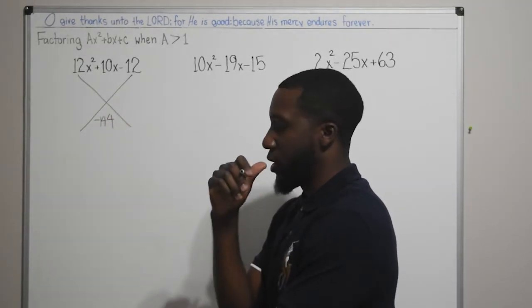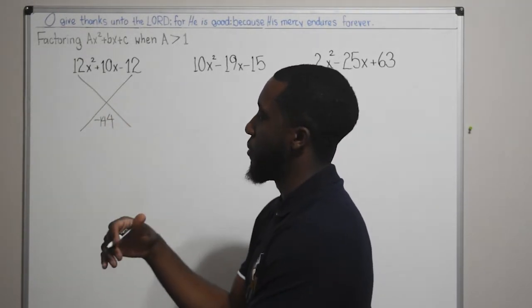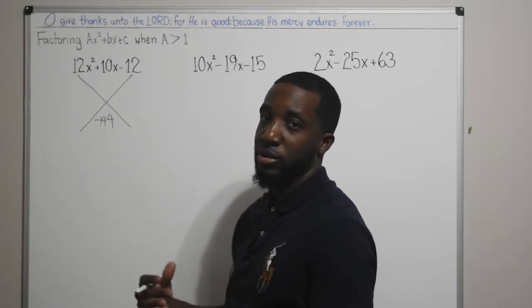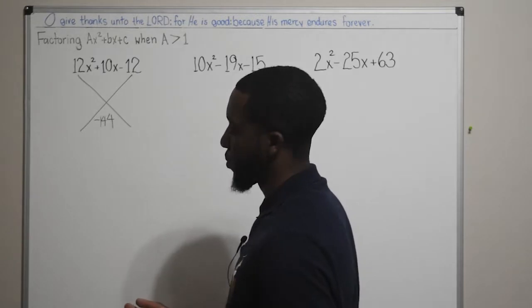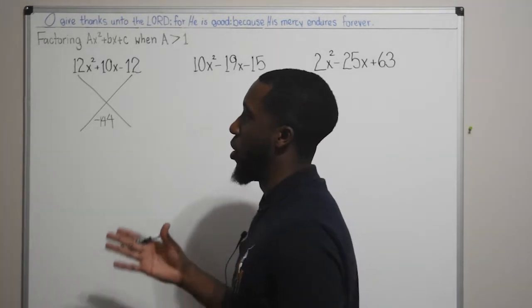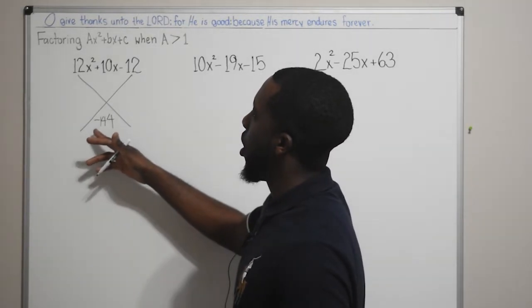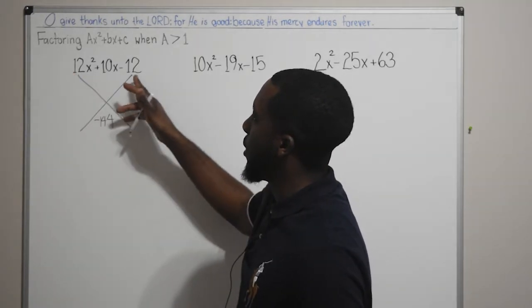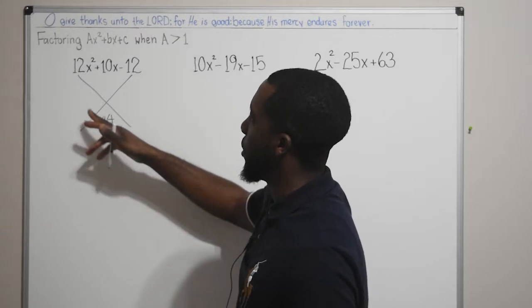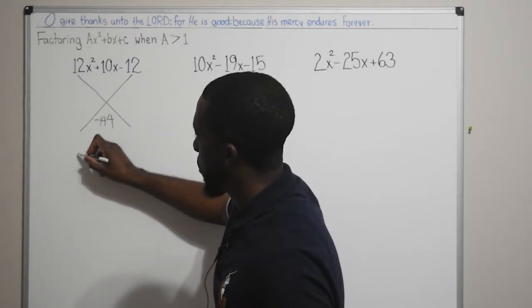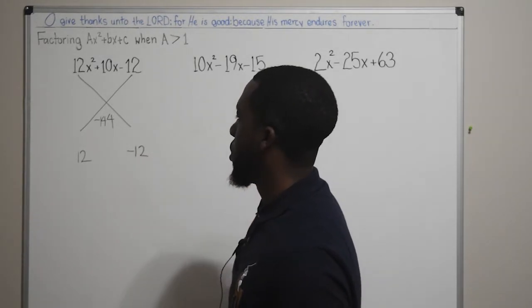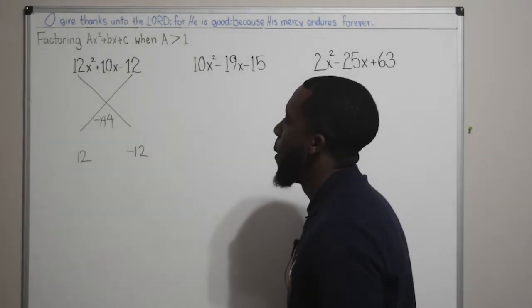Off the top, I don't know. So I can take all the factors of 144 and play with them, or I can take the shortcut that I already have. I already know that 2 factors of 144 are 12 and negative 12. I mean negative 144. So I'm just going to write my 12 right here, and negative 12 right here. So now I'm going to play.